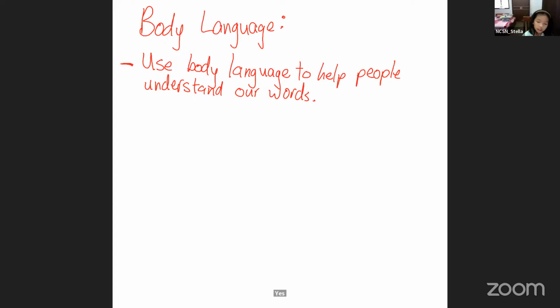Let's hear your idea. I think we should be confident when we are using body language. Like if we are not confident, we will make mistakes. So we need to be confident when we are using body language. Good, very good. So we need to show confidence in our body language.